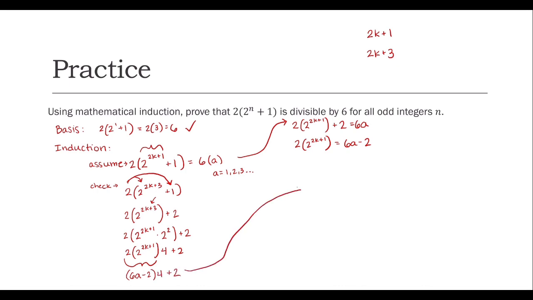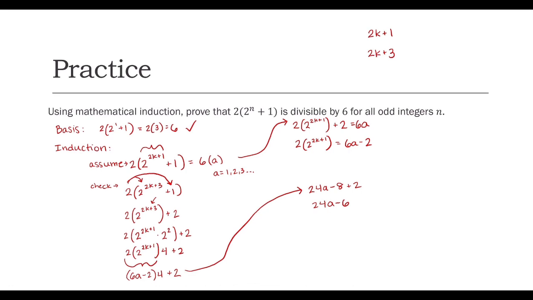And we'll go over here to keep solving. So we'll distribute that 4 in. So we have 24a minus 8 plus 2. So this is 24a minus 6. We can factor out a 6. So we get 6 times (4a minus 1). So we have 6 times some integer, which means that our final answer is going to be divisible by 6. So we've proved that 2 times 2 to the n plus 1 is divisible by 6 for all odd integers n.